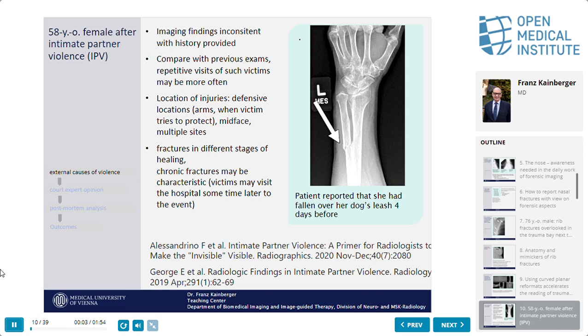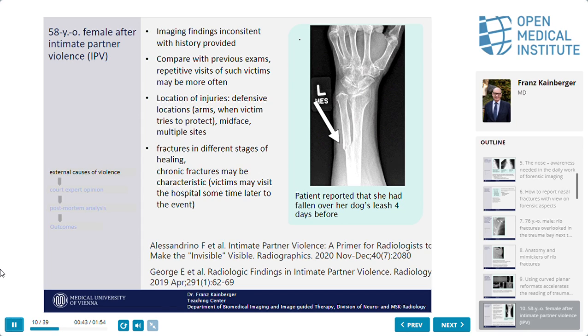Next topic, intimate partner violence. Intimate partner violence is a very, very big topic, and here you have an image of a patient who reported that she had fallen over her dog's leash 4 days before. Totally wrong history, because it was violence done by her partner. But usually patients don't tell this, and therefore it is our task to find out what are the abnormalities indicative of intimate partner violence. There is a list of such findings, and unfortunately they are very unspecific.